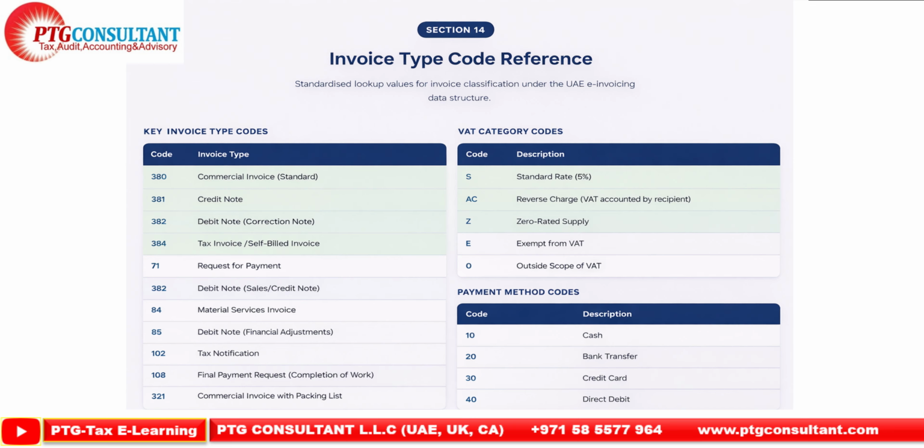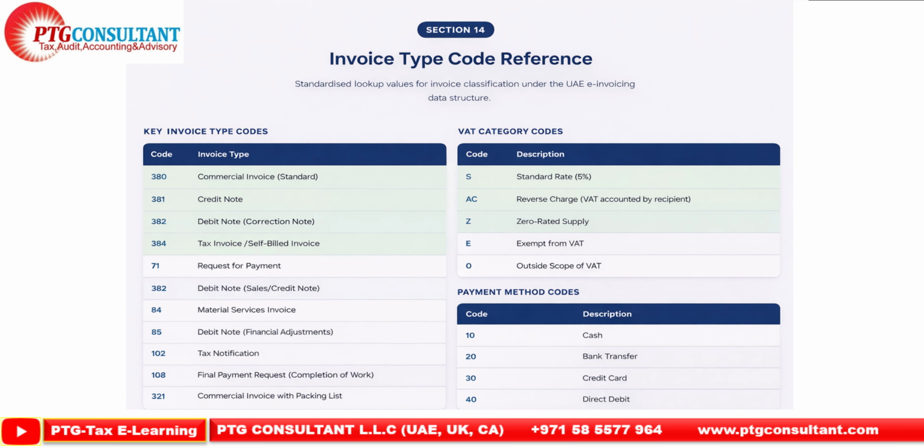The VAT category codes are S for standard rate at 5%, AE for reverse charge where VAT is accounted by the recipient, Z for zero-rated supply, E for exempt from VAT, and O for outside scope of VAT. The payment method codes are 10 for cash, 30 for bank transfer, 48 for credit card, and 49 for direct debit.